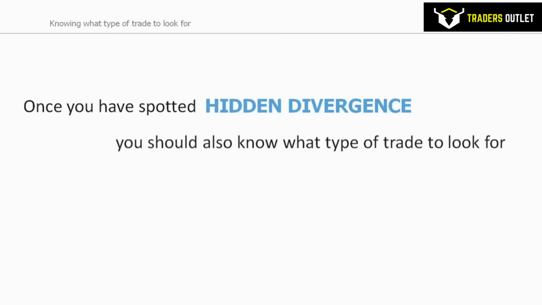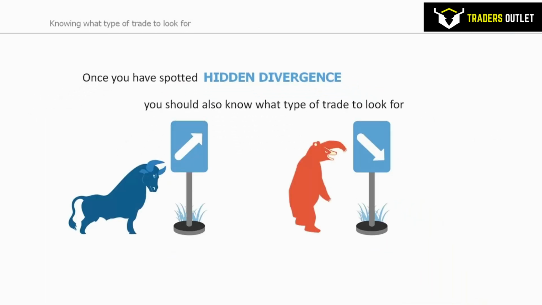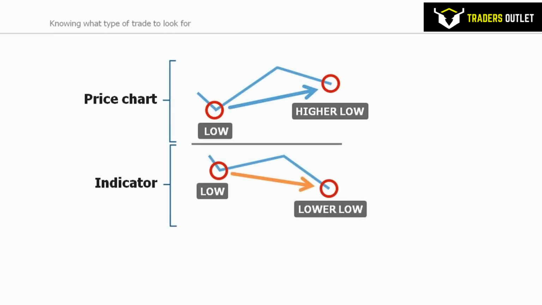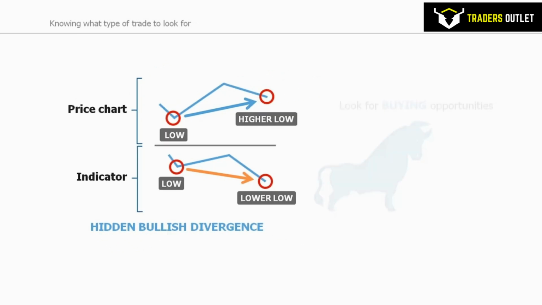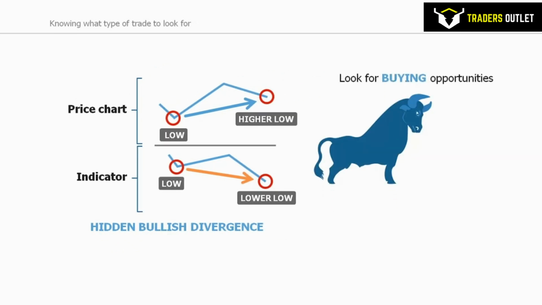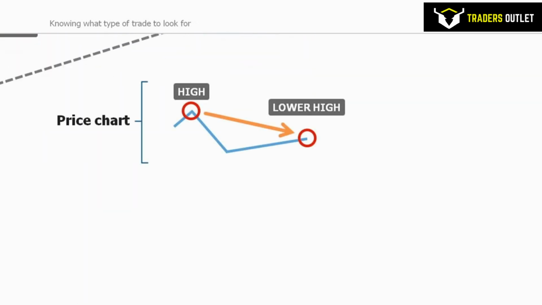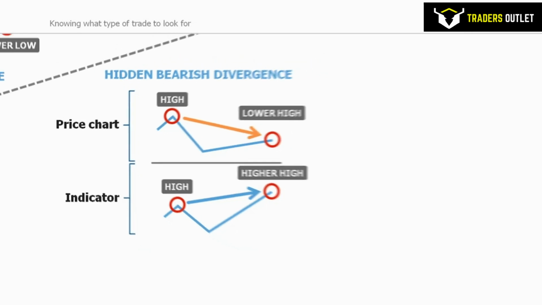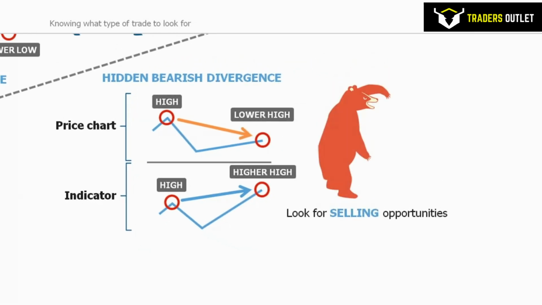Once you've spotted hidden divergence, you should also know what type of trade to look for. If price action is making higher lows, but the indicator shows lower lows, you are most likely seeing hidden bullish divergence. When this happens, you should look for buying opportunities. If price action is showing lower highs, but the indicator shows higher highs, you are most likely seeing hidden bearish divergence. In this case, you should look for selling opportunities.